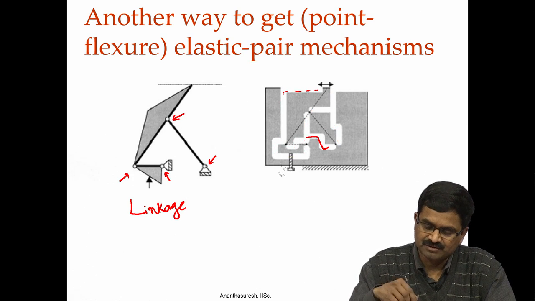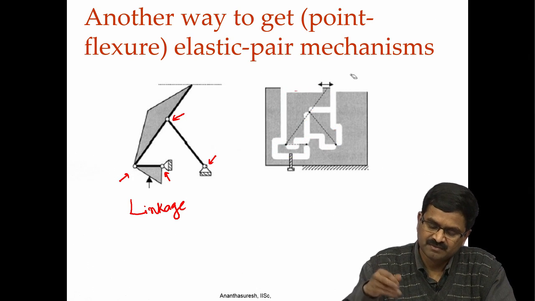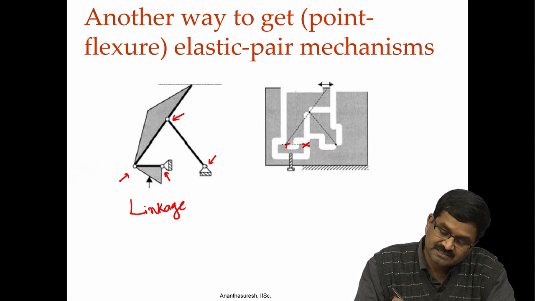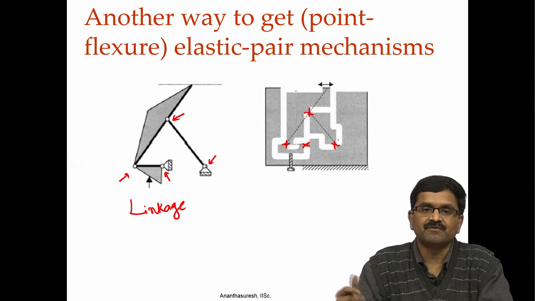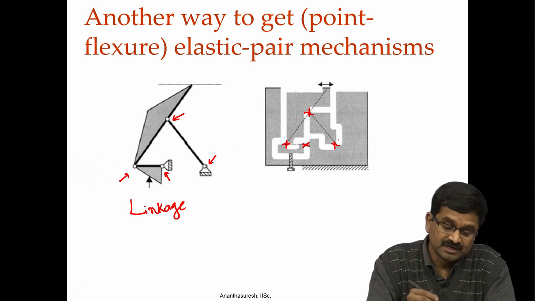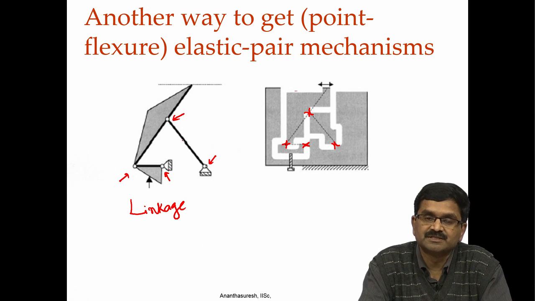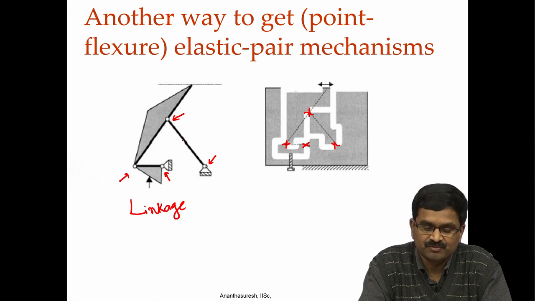What will be left out will be your mechanism with this point flexure. So, here we have point flexure, what we call elastic pair at the beginning of this course. So, these elastic pairs you can have and you have the topology. But of course, in the case of linkages, we have something called type synthesis, number synthesis, that tells you what type of joints you should have and how many you should have.